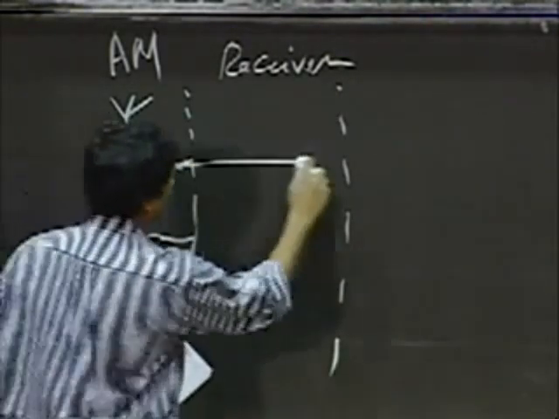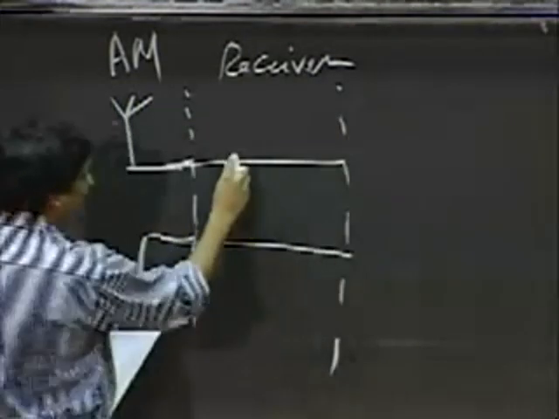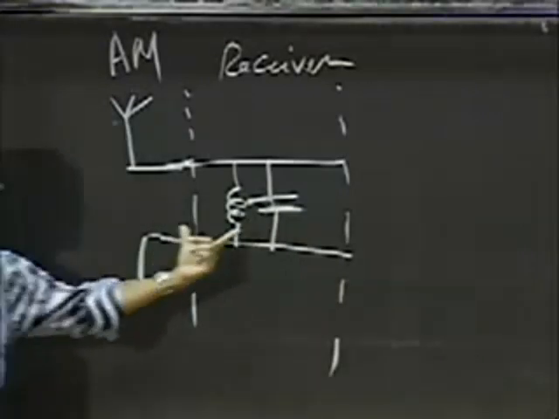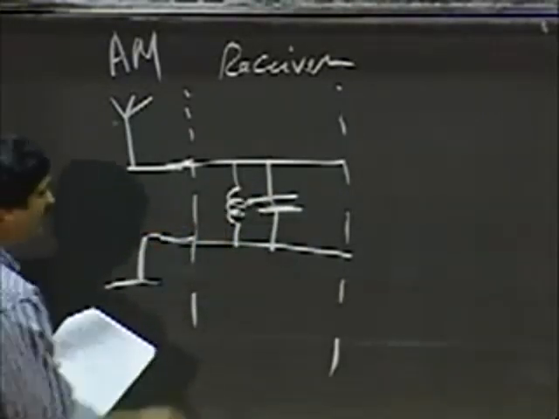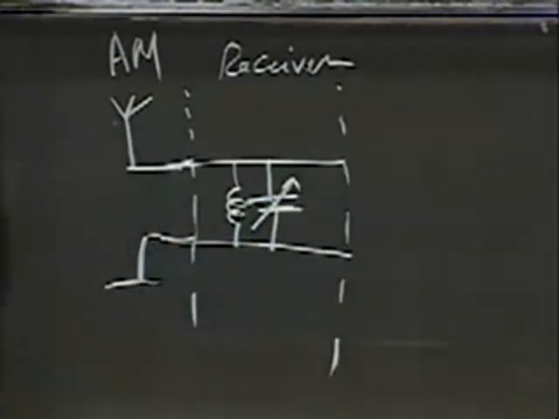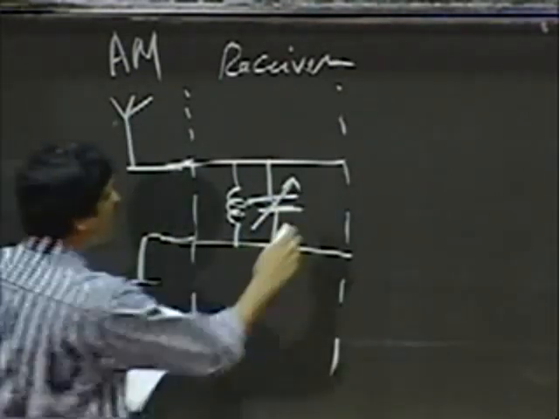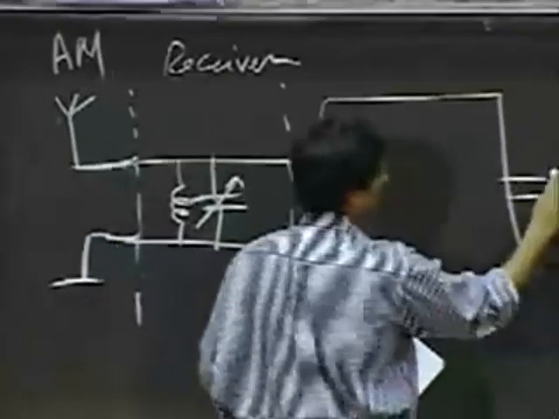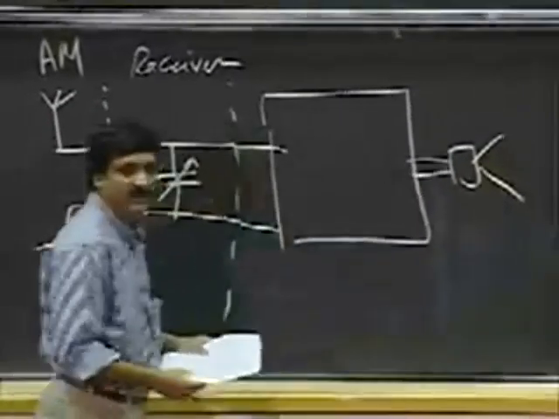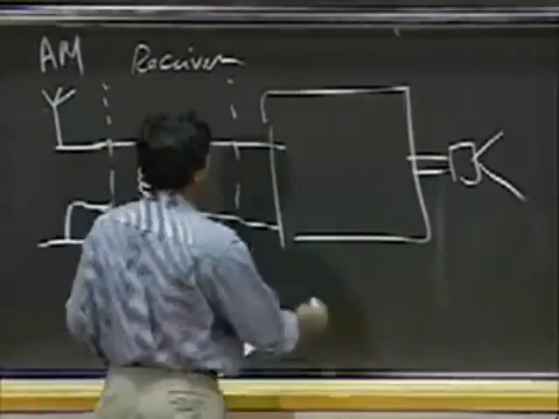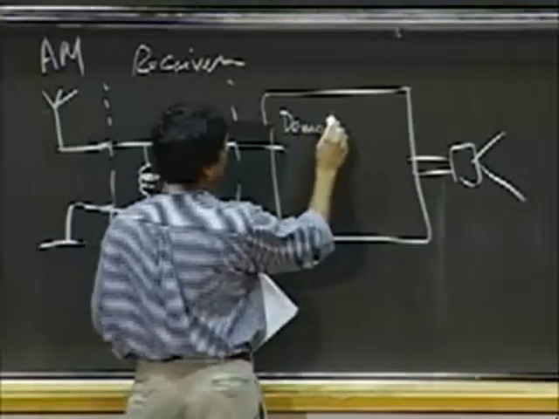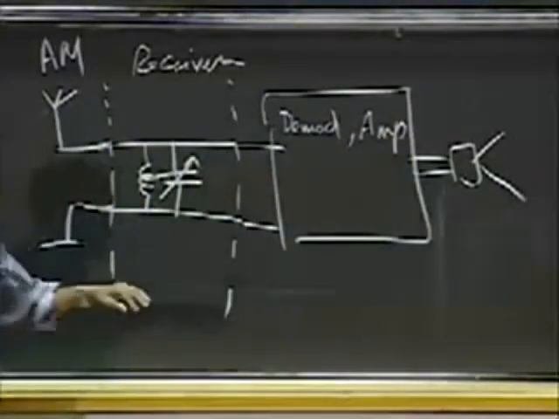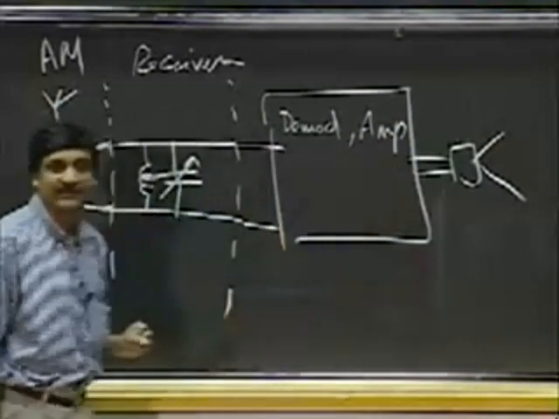Okay, and what we place right there is a little filter that looks like this. It's an inductor and a capacitor in parallel. And this capacitor is really your tuner that you can tune to various frequencies. And then what you have here is a bunch of other processing and you end up with the speaker. And the processing that happens here is you have a demodulator and an amplifier and a bunch of other things that let's not worry about for now.